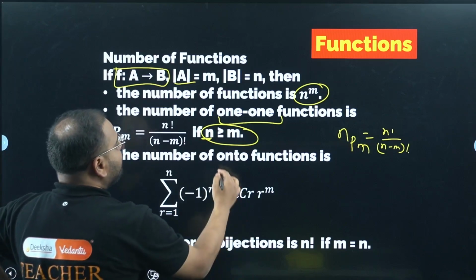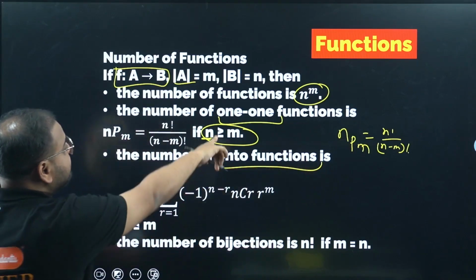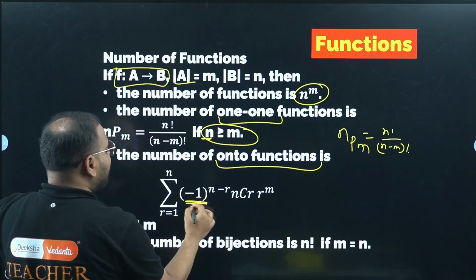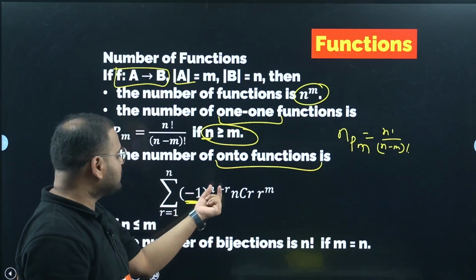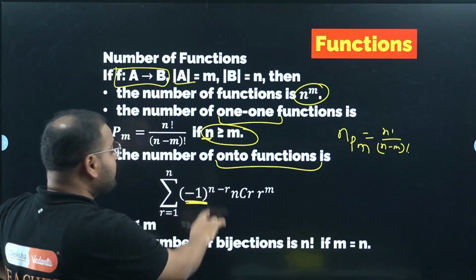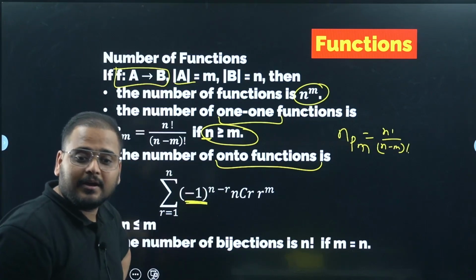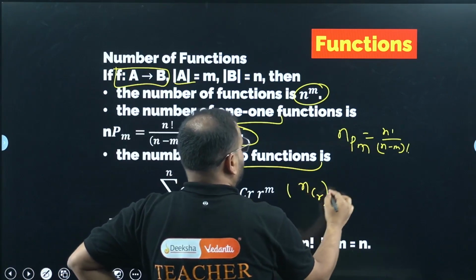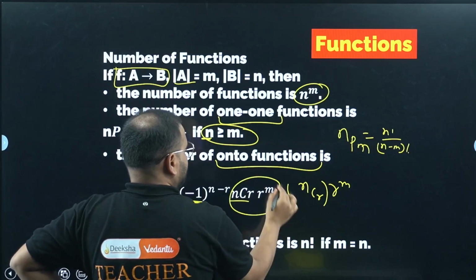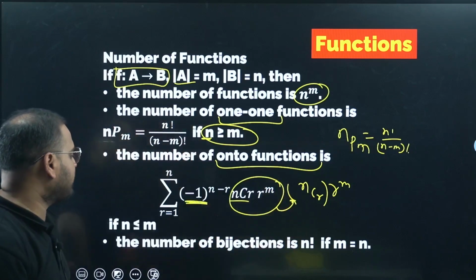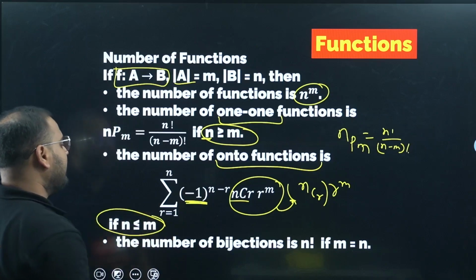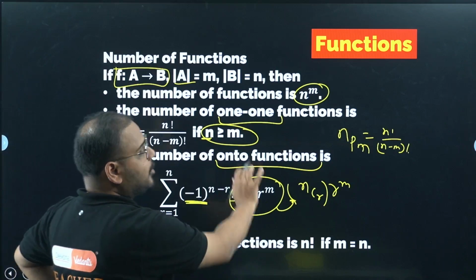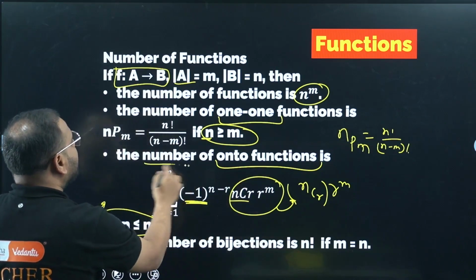Okay, the number of onto functions, surjective. This is for injective, this is for surjective. What is it? Summation of minus one to the power R. Why this part, sir? To know the sign. Minus one to an even number becomes positive, minus one to an odd number becomes negative. Then NCR times R power M. I hope you can see this. So combination is there, NCR R power M, provided N is less than M. This is the required condition for the number of surjective or onto functions.